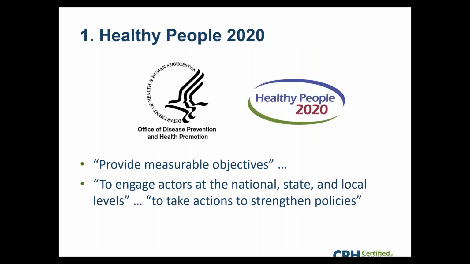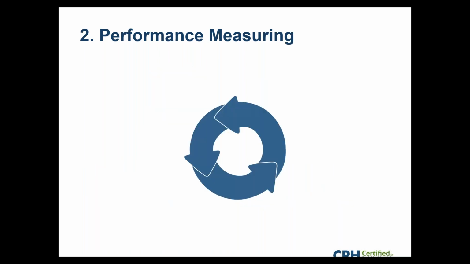So you can find those Healthy People 2020 measures on the web, and there are dozens and dozens of them. Next, you want to measure your performance. How are you performing on that particular measure? When you measure yourself, you need to then understand the difference between your performance and the standard itself.